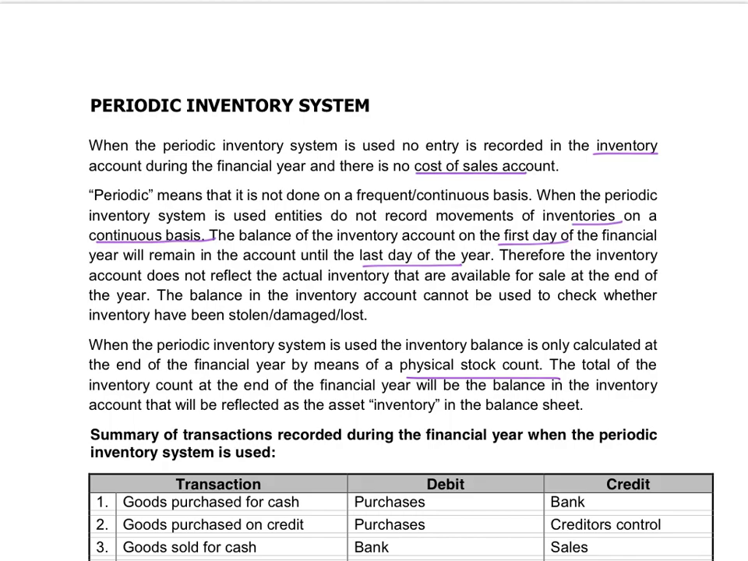The total of the inventory count at the end of the financial year will be balanced in the inventory account that will be reflected as the asset inventory in the balance sheet. So at the end of the year, the balance that we had in the inventory account at the beginning of the year will be closed off to the trading account, and you will create a new asset for inventory with the balance of the inventory that's available at the end of the year.